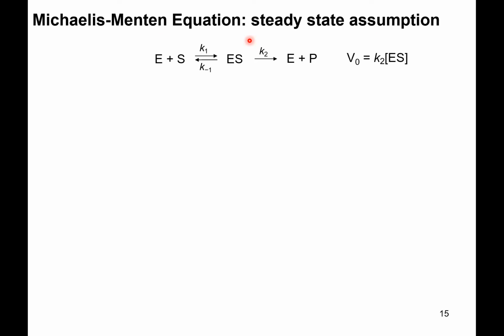When we do Michaelis-Menten and derive the Michaelis-Menten equation, we're assuming steady state, the steady state assumption.